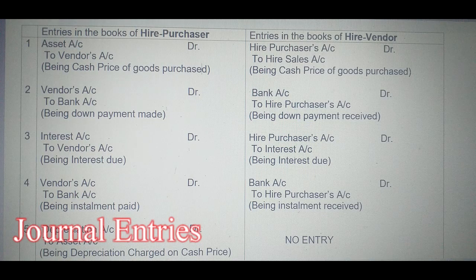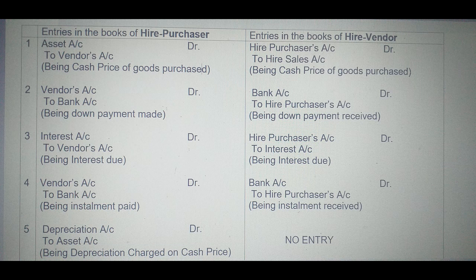Now we are discussing entries in the books of hire purchaser and entries in the books of hire vendor. The first entry is related to goods purchased. Assets account debit to vendor account, being cash price of goods purchased. Why are we debiting the assets account? Because all assets have a debit balance. And entries in the books of hire vendor: hire purchaser's account debit to hire sales account, being cash price of goods purchased. The second entry is related to down payment. Vendor's account debit to bank account, being down payment made. And in the books of hire vendor, bank account debit to hire purchaser account, being down payment received.